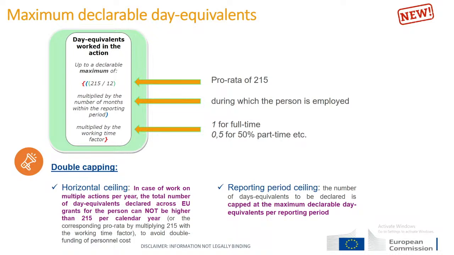So how do we calculate the maximum declarable day equivalent per reporting period? We again have a formula to calculate the day equivalent working on the action. The first component is the 215 days, which we divide by 12. This is for the calendar year. Then we multiply by the number of months within the reporting period during which the person is employed. Usually for Horizon Europe, the reporting period is 18 months, so you have to check how many months that specific person has been working for the action. And then we multiply by what we call the working time factor. If the person works full-time, we multiply by 1. If it's part-time, 75% or 50%, we multiply by 0.75 or 0.5, etc.